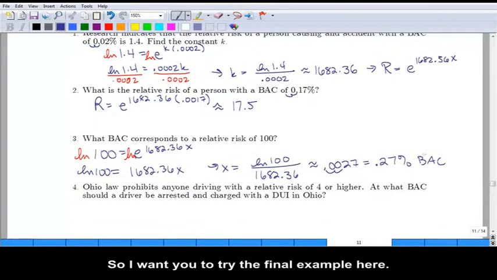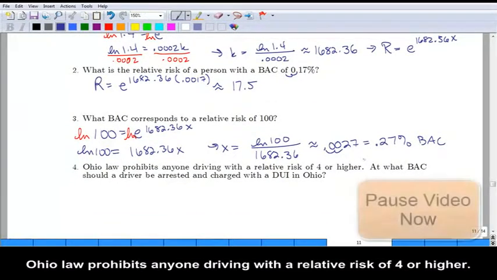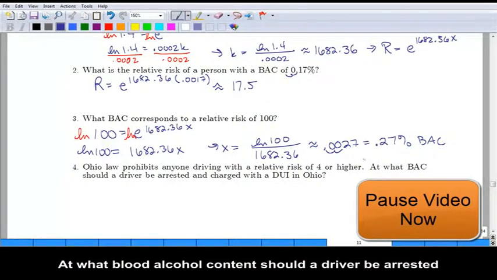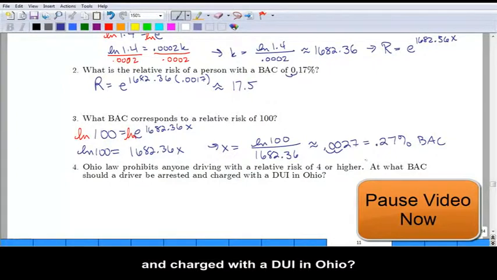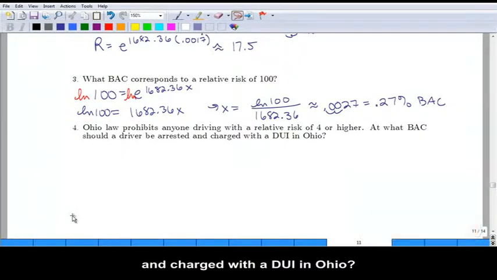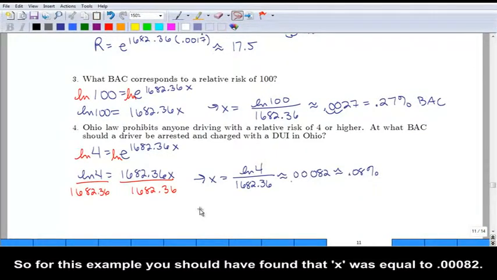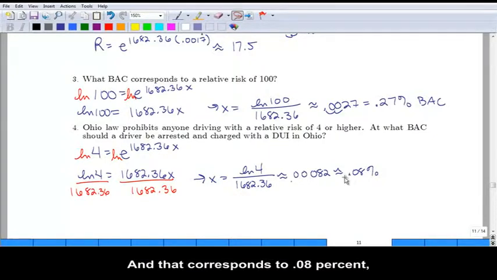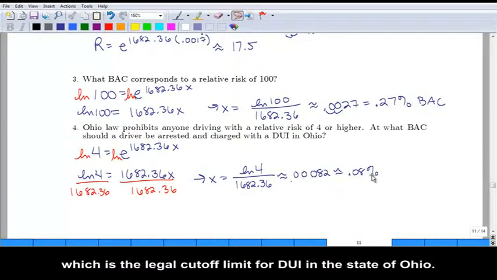So I want you to try the final example here. Ohio law prohibits anyone driving with a relative risk of 4 or higher. At what blood alcohol content should a driver be arrested and charged with a DUI in Ohio? For this example, you should have found that x was equal to 0.0008, and that corresponds to 0.08%, which is the legal cutoff limit for DUI in the state of Ohio.